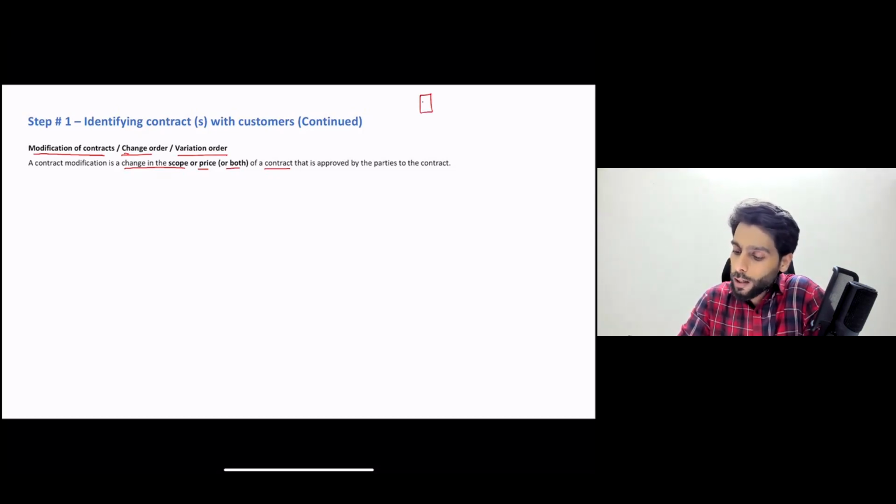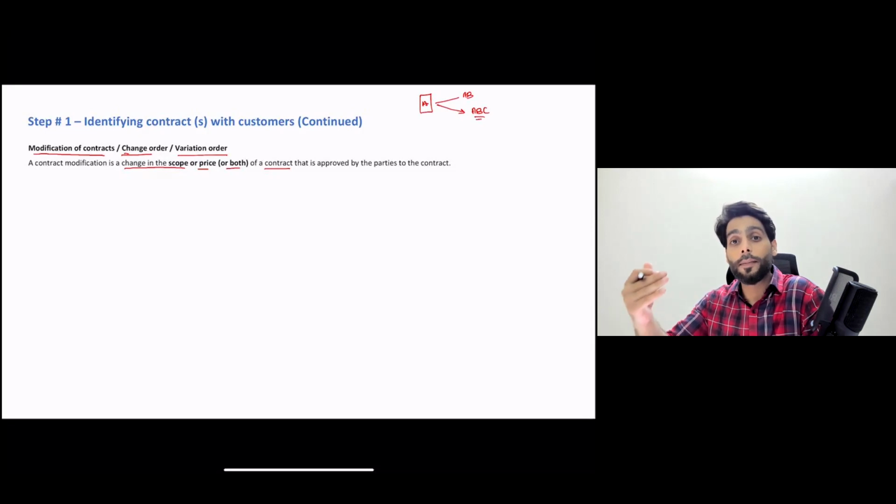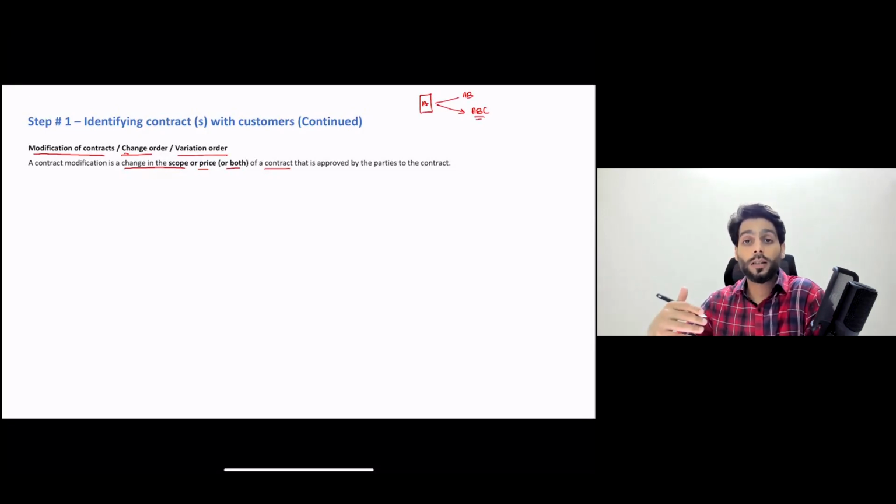For example, there was one contract named A. You had to deliver one type of AB product to the customer. Later on it was modified that you have to deliver ABC product to the customer. This is a modification of contract, a change in scope. And logically, if there is a change in scope, you have to deliver ABC, not AB. There might be a change in price as well. So this is known as a modification of contract.